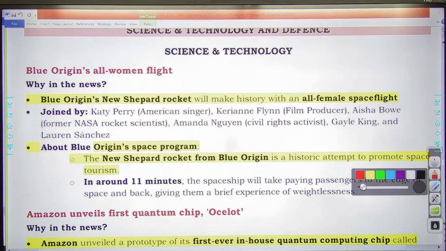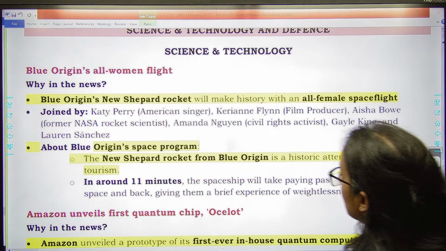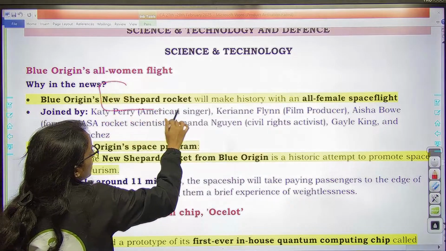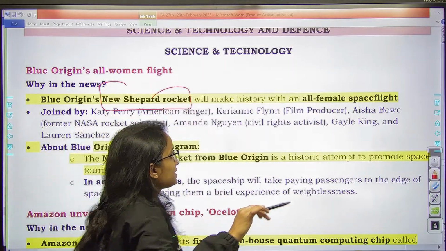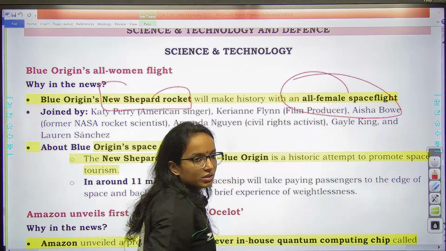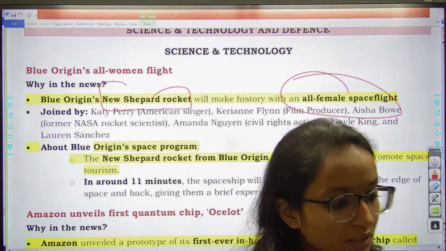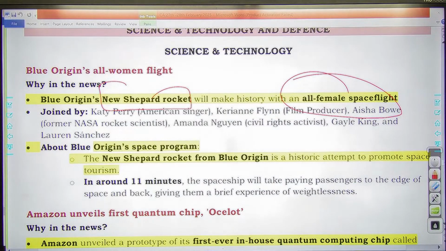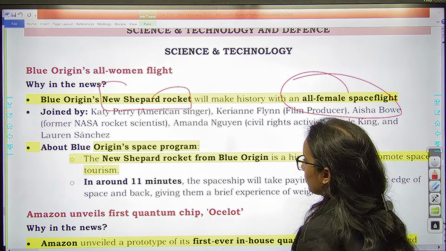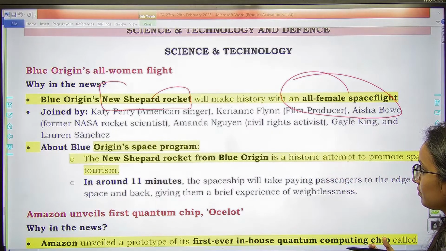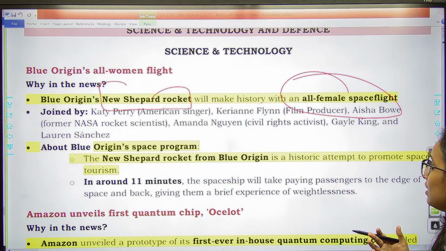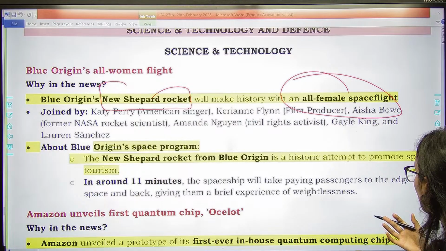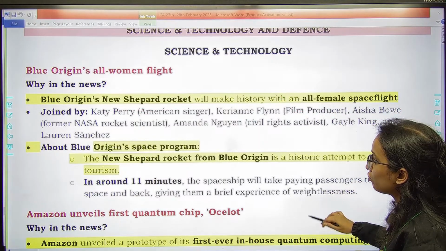So Blue Origin का New Shepard rocket. Remember this name. New Shepard rocket will make history as it is all female space flight. So this name becomes very, very important since it is all female space flight. What is the name? New Shepard rocket, right? Joined by Katy Perry, then you have Carrie Flynn, Aisha Bo, then you have Amanda Nguyen and Gail King and Lauren Senshin. So basically all of them are females, all female flight New Shepard rocket.